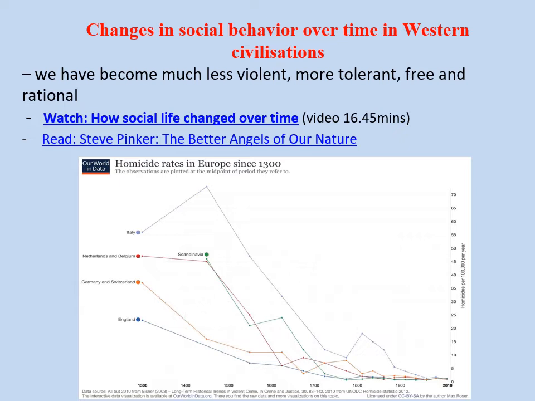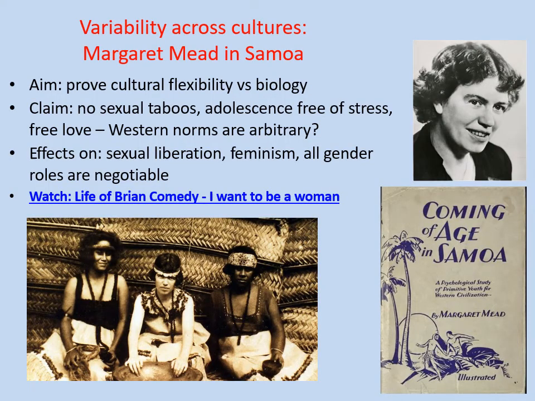So there is evidence from history that some basic aspects of human nature, like violence and aggression, can change over time if the civilization makes it necessary. Please look at the video, How Social Life Changed Over Time, and have a look at Steven Pinker's book, The Better Angels of Our Nature. Now let's look at anthropology, comparing behavior across cultures.